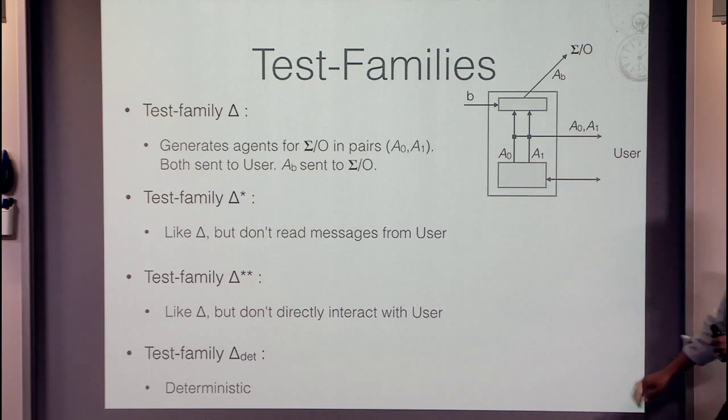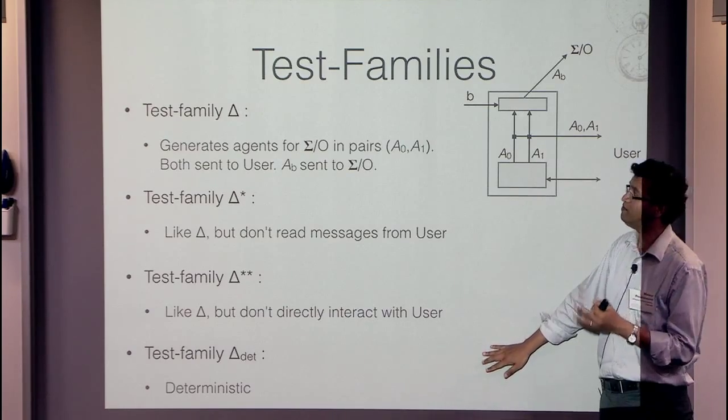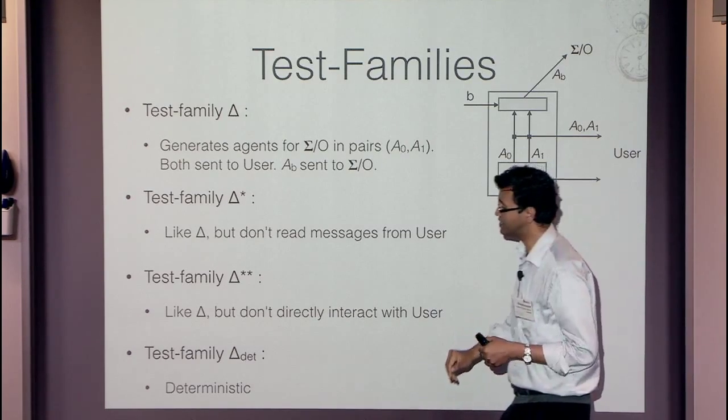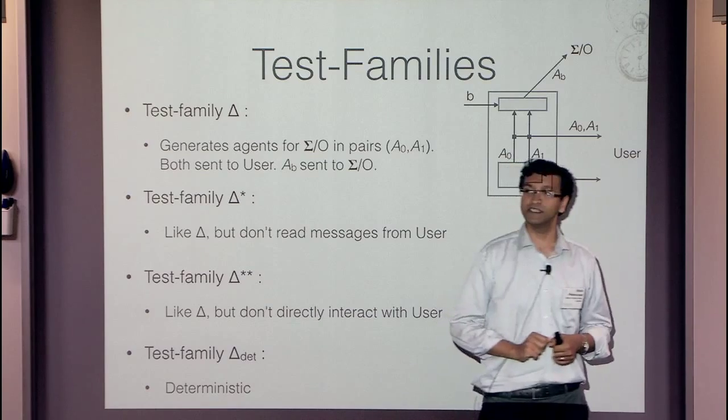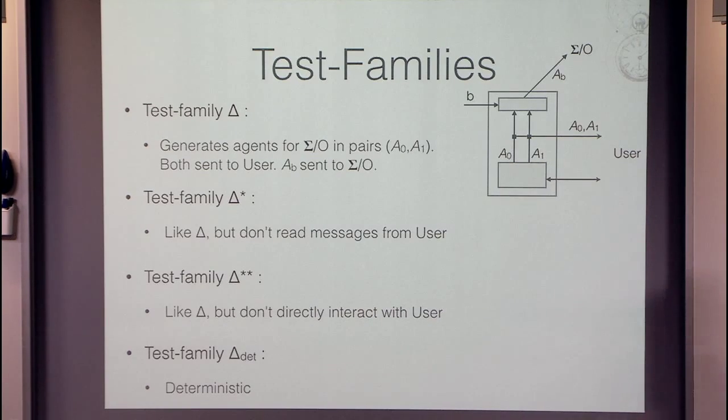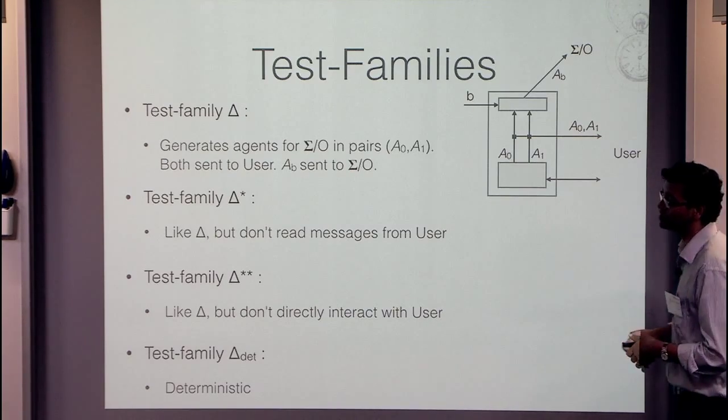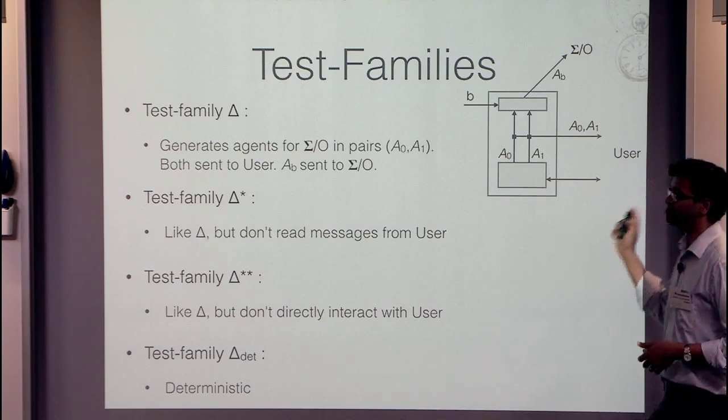Delta deterministic, where it doesn't at this point matter whether it's delta or arbitrary. It's deterministic, doesn't flip any random coins. You could also define things like delta public coin, where it can flip coins, but they are known to the user.